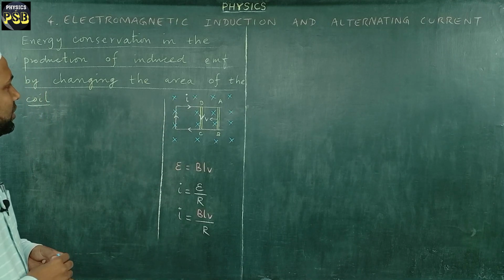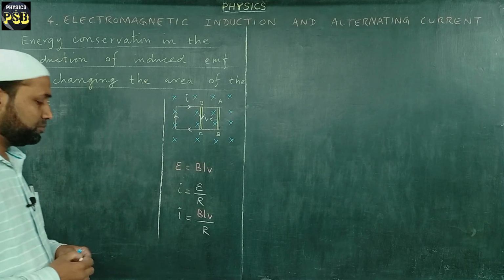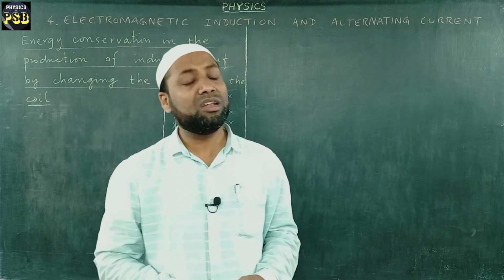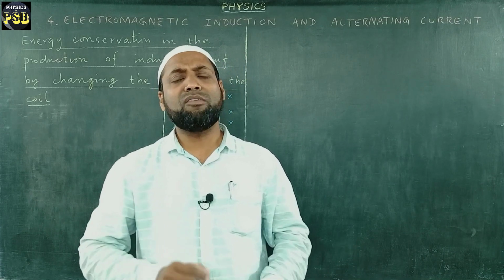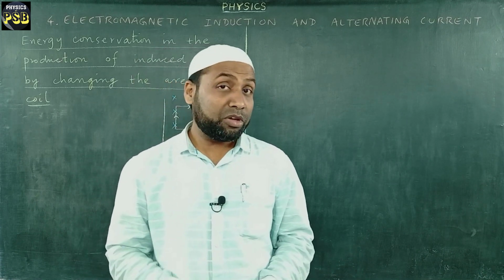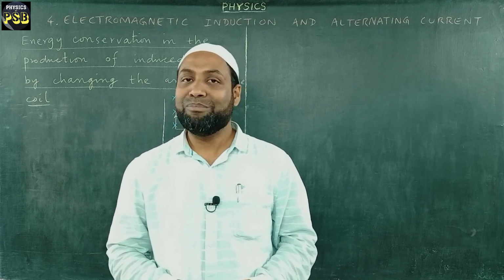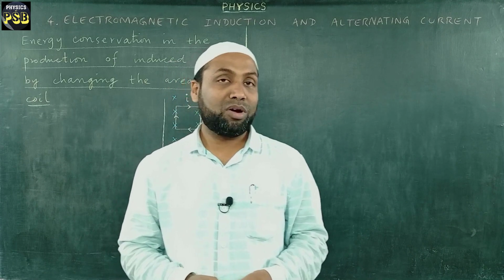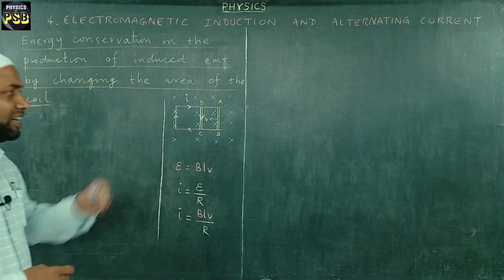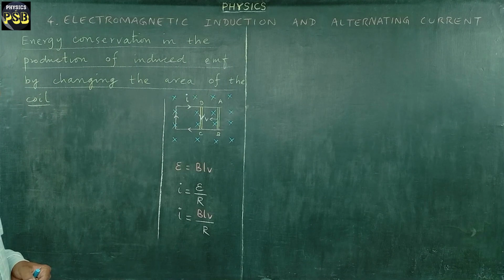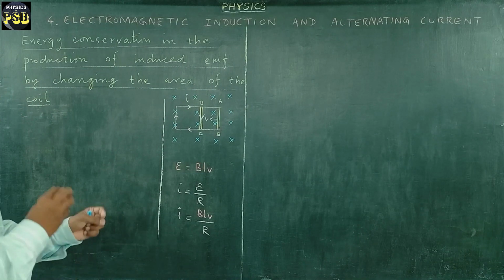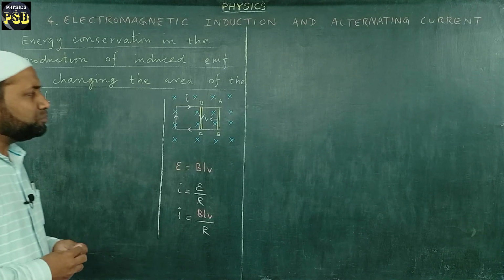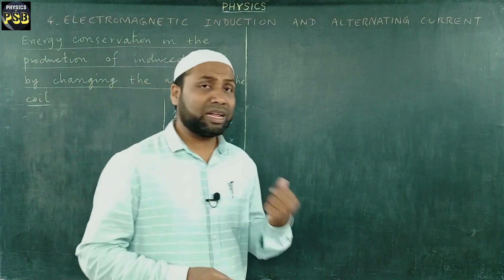Now I will prove that it is in accordance with the law of conservation of energy. Before going ahead, let me tell you what the law of conservation of energy is. The law of conservation of energy says that energy can neither be created nor be destroyed, but one form of energy can be converted into another form. Here we have generated electrical energy by making certain changes. So I will prove that one form of energy has converted into electrical energy here.